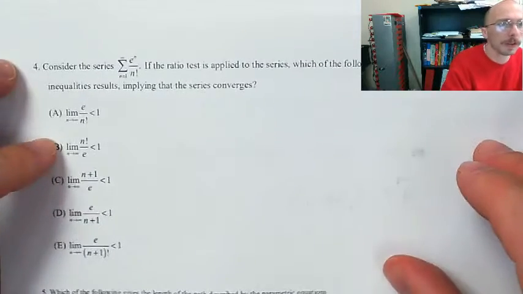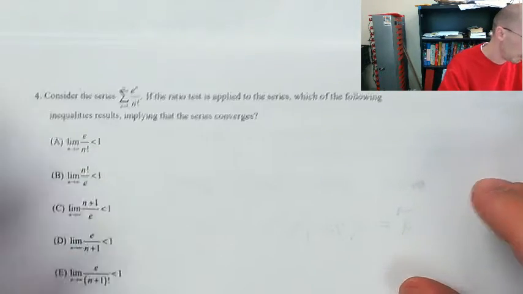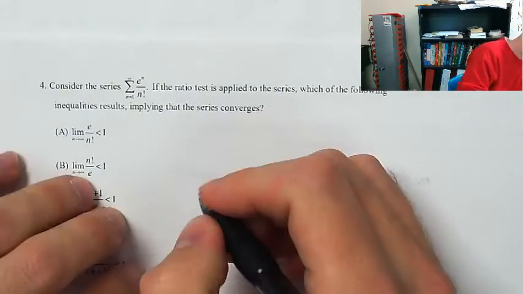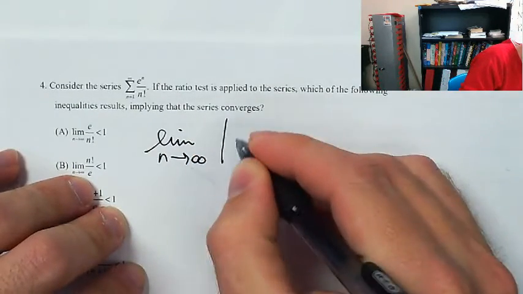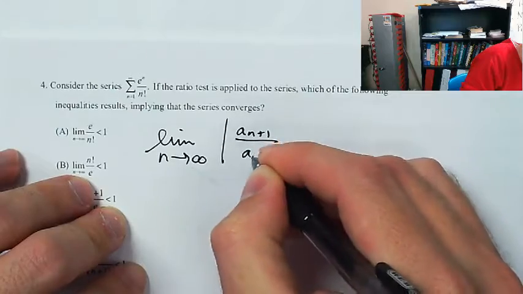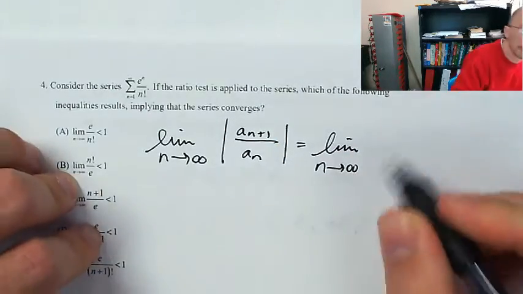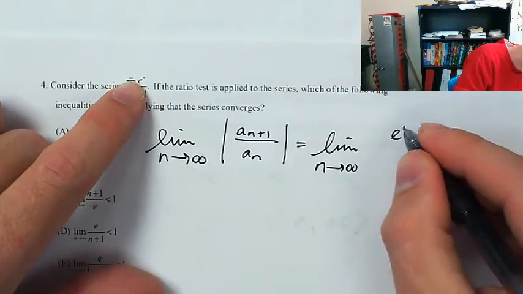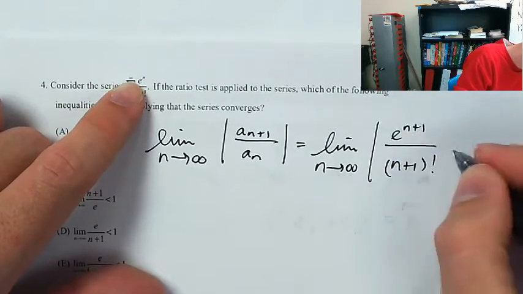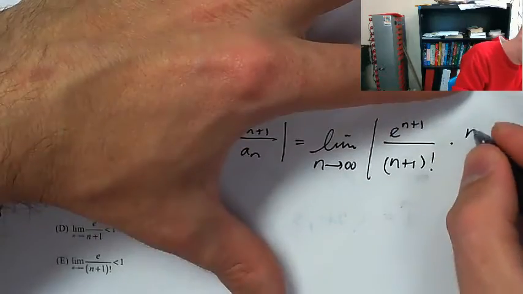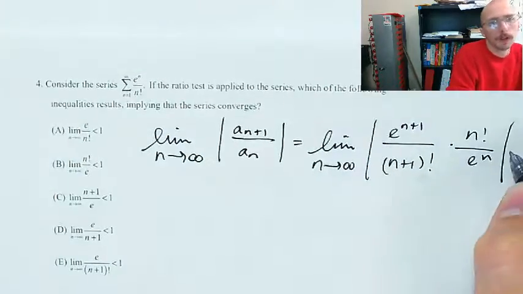Here we go. Consider the series sum from 1 to infinity of e to the n over n factorial. If we apply the ratio test to the series, well, we know what that means. I'm going to take the limit as n approaches infinity of a_(n+1) over a_n. That's e to the n plus 1 divided by n plus 1 factorial, divided by the terms of the original, which is going to be n factorial in the top and e to the n in the bottom.